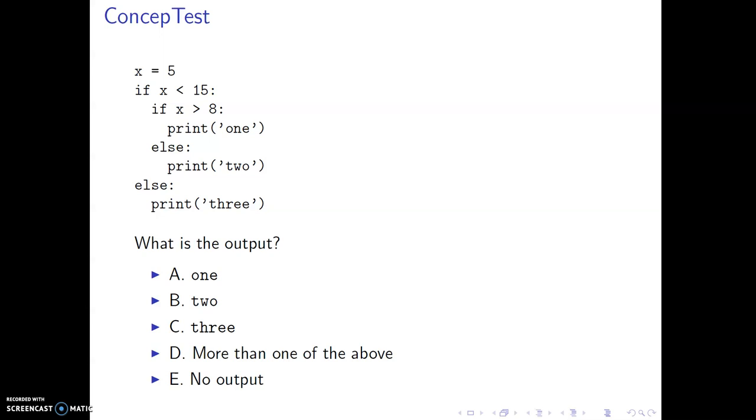All right, hopefully you've settled on an output. I'm going to explain what I chose and then why. Well, maybe why first. I go in here because x is smaller than 15. I evaluate this. It's not a true statement. x is not bigger than 8. So I will not print 1. Instead, I'll move on to the else statement here and print 2. So the answer is 2.